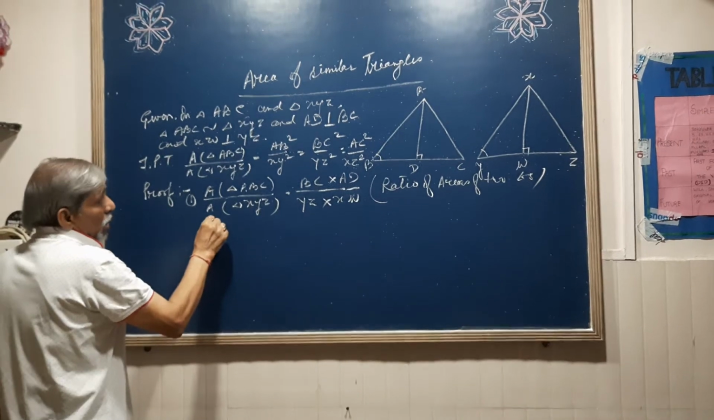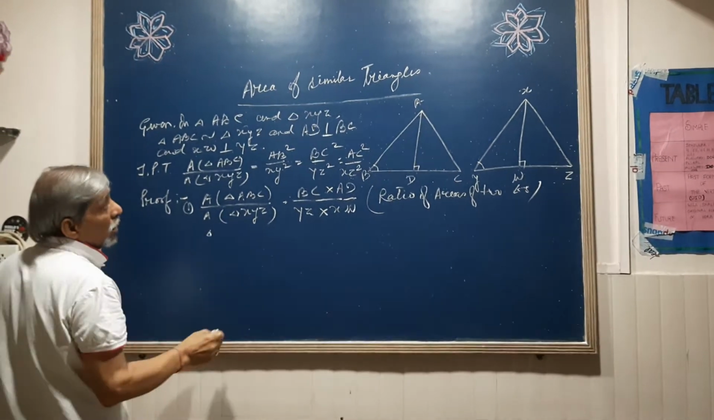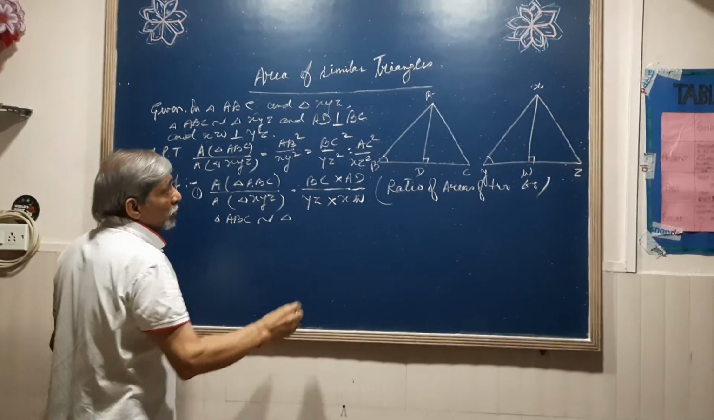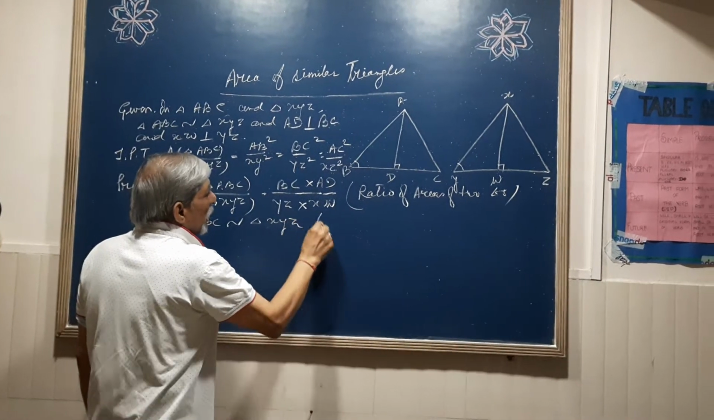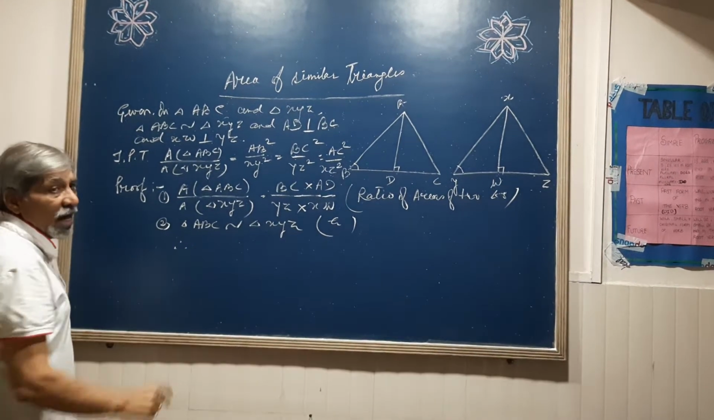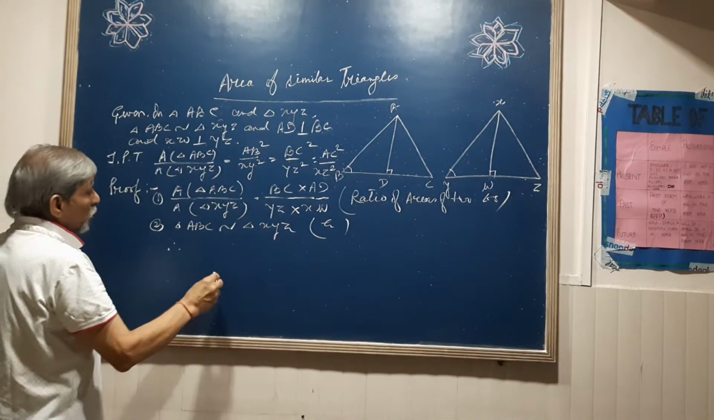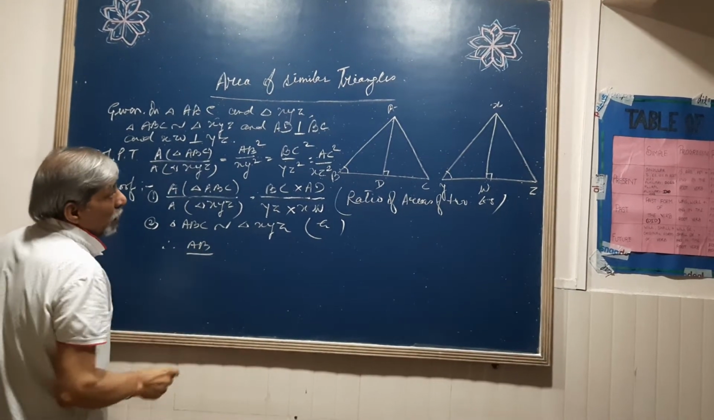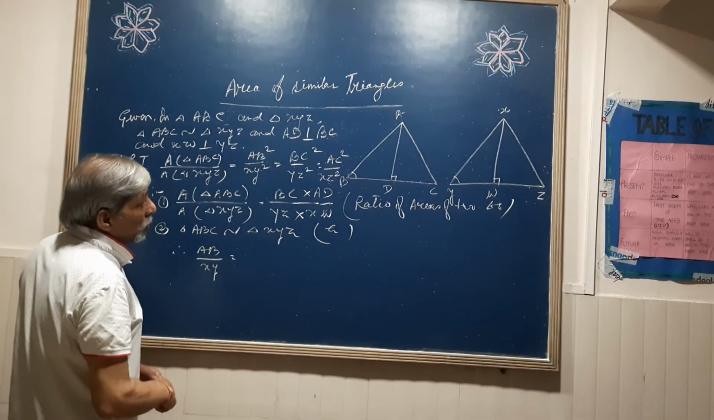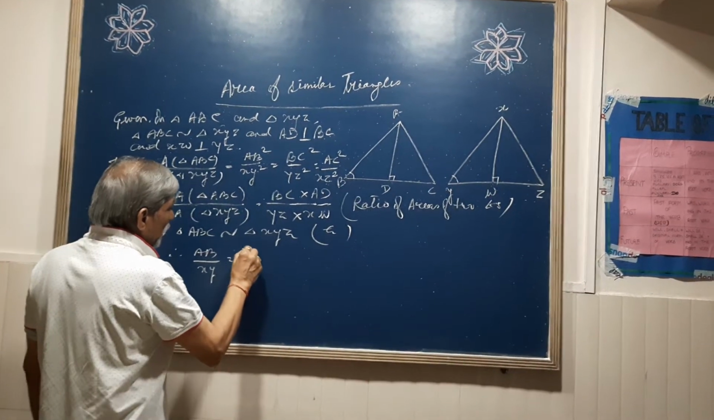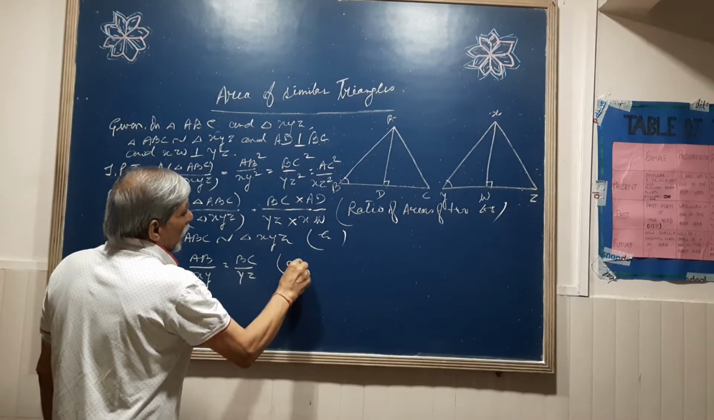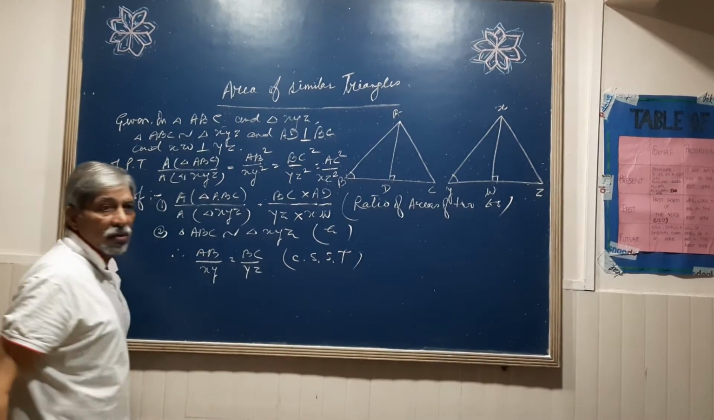Now triangle ABC is similar to triangle XYZ, it's given. That means their sides will be proportional. So AB upon XY is equal to BC upon YZ, corresponding sides of similar triangles.